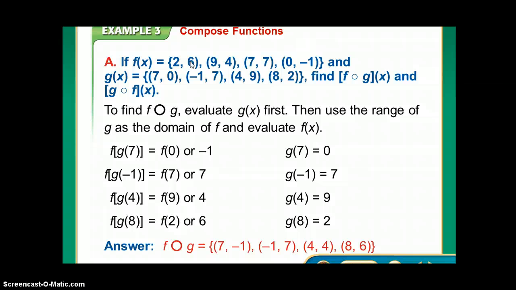F of g. Our input in the first one was 7, so we took g of 7, and our output was negative 1. Then our input, excuse me, was negative 1, and our output was 7, so that's where you get negative 1, 7. We input 4, our output was 4, so that's where 4, 4 comes from. And then we input 8, output 6, so that's where 8, 6 comes from. Kind of tricky, it takes practice.